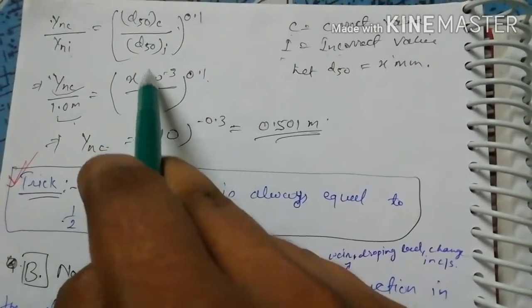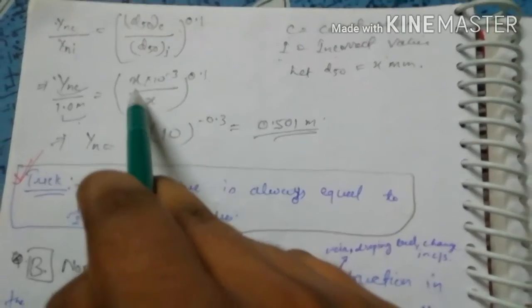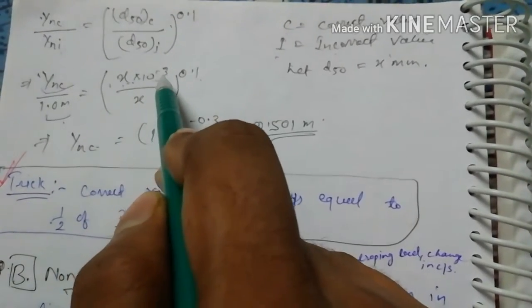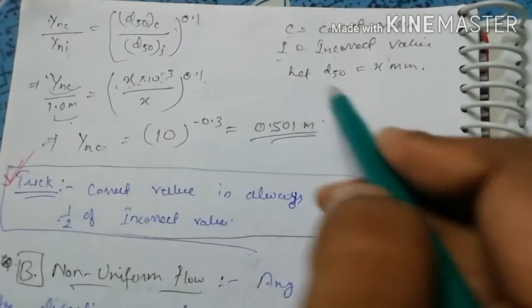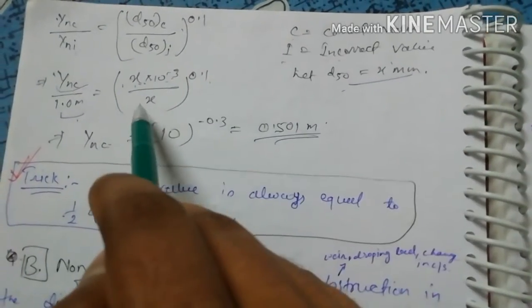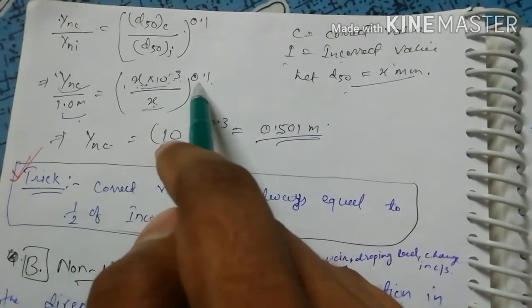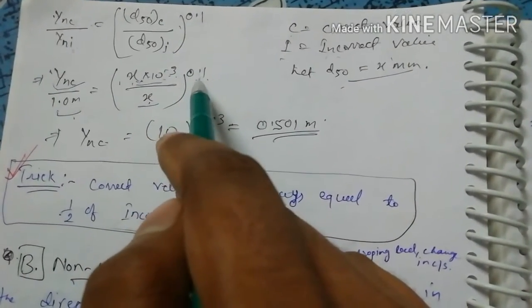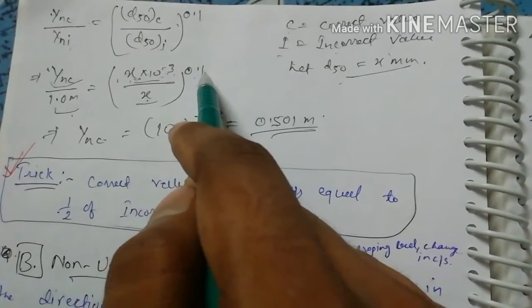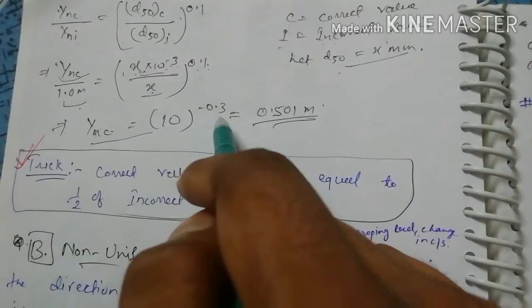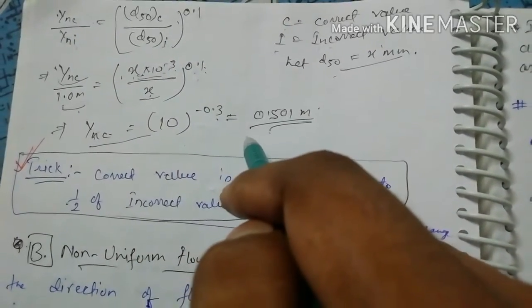And we know in Stickler's formula the correct approach is that d50 is put in meters. So x into 10 to the power minus 3, because it was previously given in mm. So this is the incorrect value and this is the correct, into 10 to the power minus 3, and then whole to the power 0.1. From here we get yn,c is equal to 10 to the power minus 0.3, which is equal to 0.501 meter.